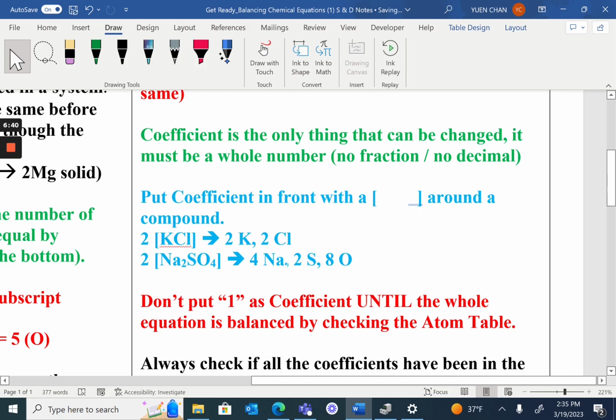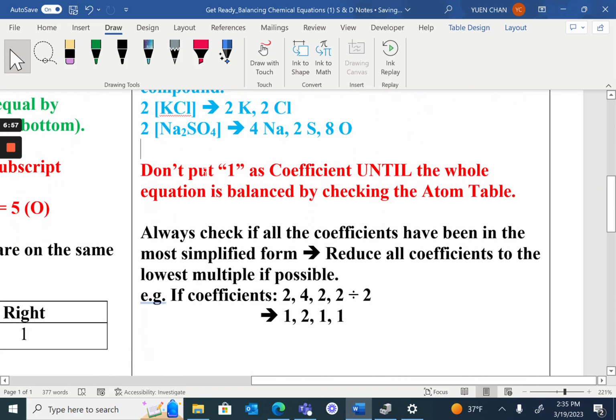If you did not put the bracket outside, you probably only remember, okay, I got 4Na, but you will not realize that you get 2S and 8O. You will say that, okay, I only get 1S and 4 oxygen, which is wrong. So make sure you put a bracket around the compound before you add the coefficient. And do not put the 1 as the coefficient until the whole equation is balanced by checking the atom table. So the 1 is the last thing you want to put, unless you're sure that everything is balanced. Then you can go back to put the 1 on the blank coefficient.